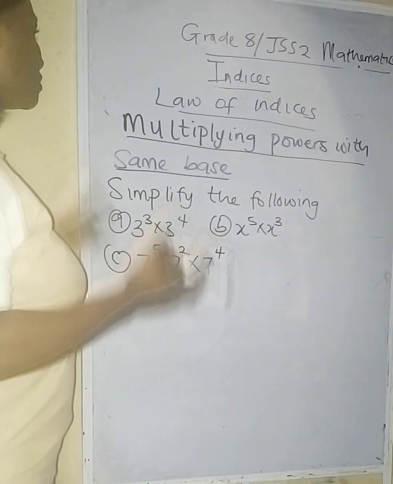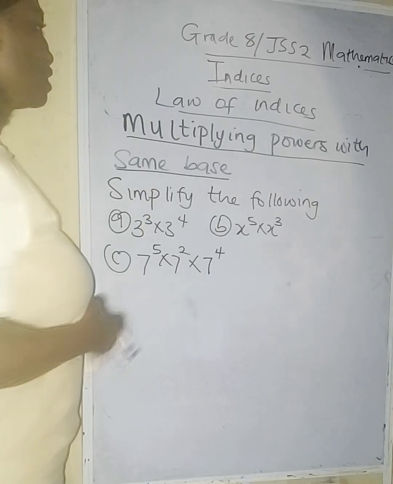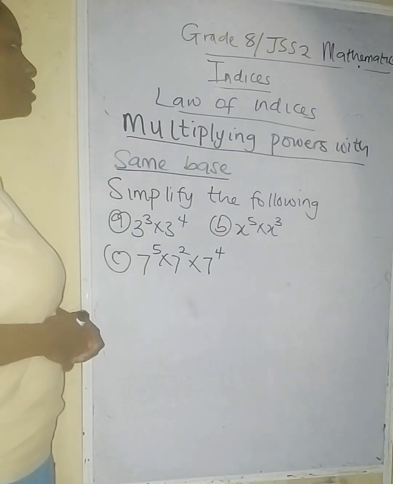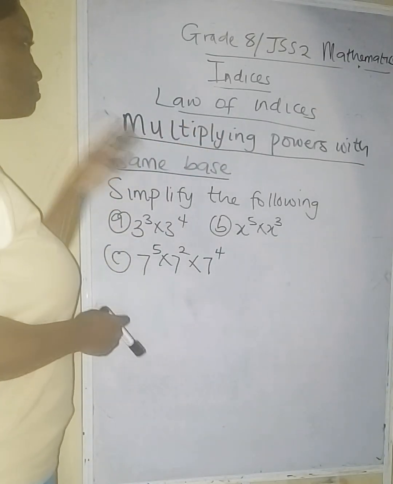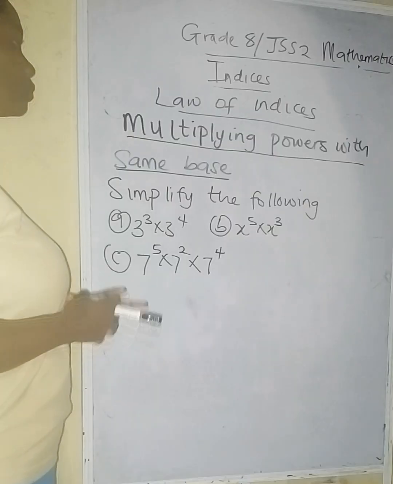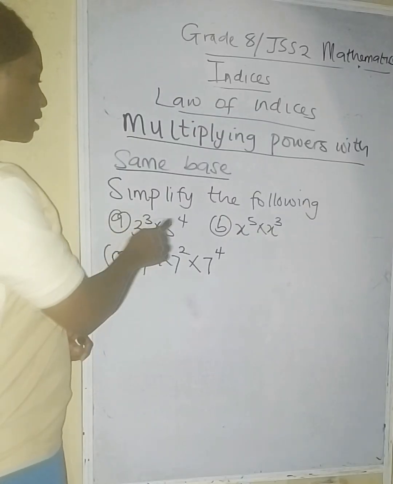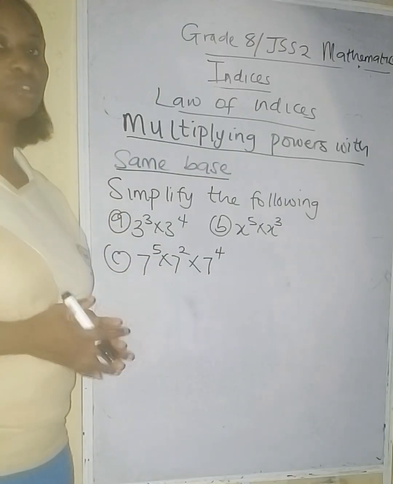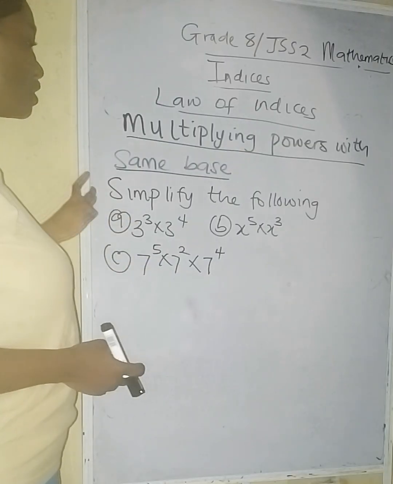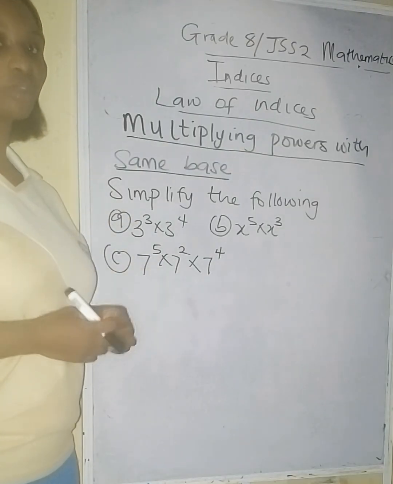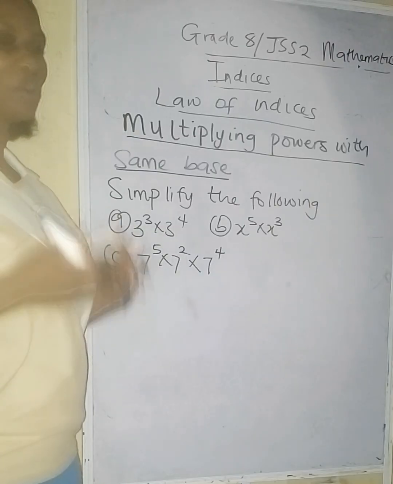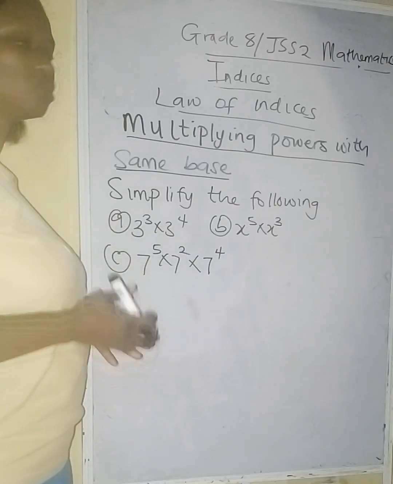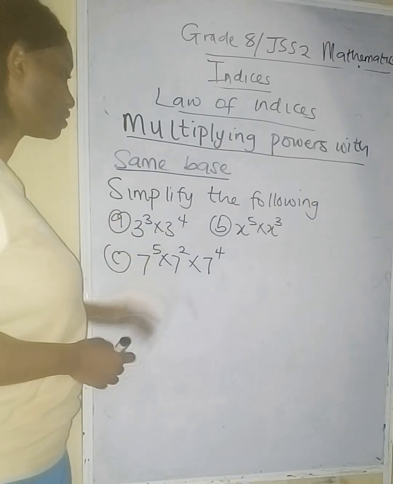People, so now this is law of indices. Multiplying powers with same base. Okay, so now there are two different ways in which we can solve this question. We have the long method and we have the short method. So using the two methods in this one to solve this particular question.